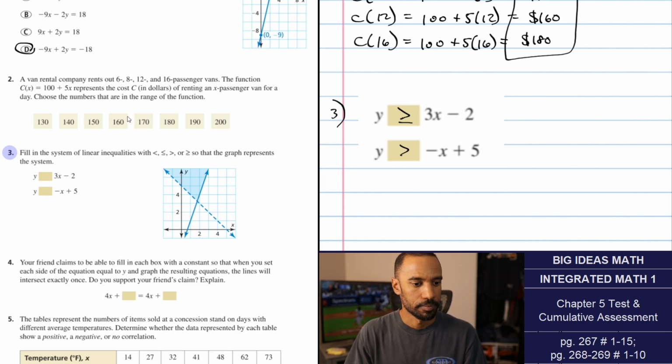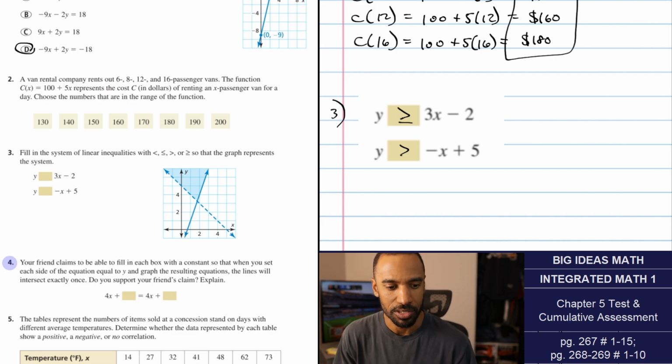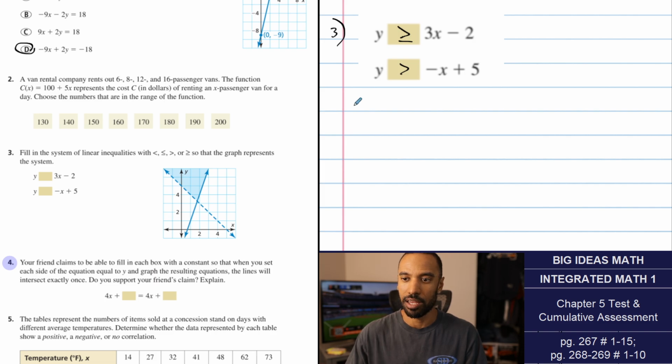Number 4. Your friend claims to be able to fill in each box with a constant so that when you set each side of the equation equal to y and graph the resulting equations, the lines will intersect exactly once. Do you support your friend's claim? Explain. I do not. I do not support my friend's claim.